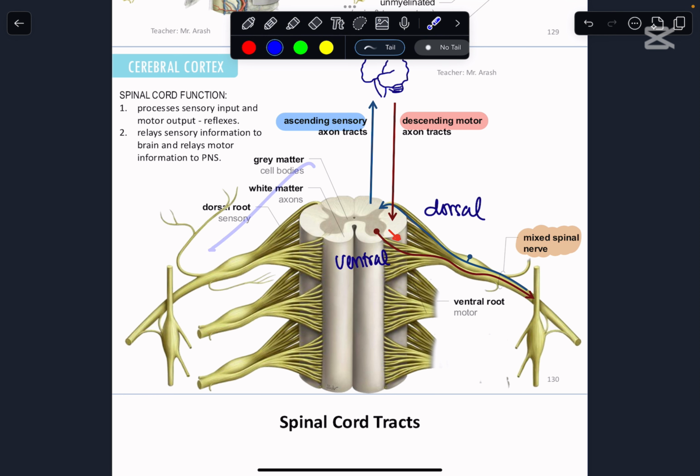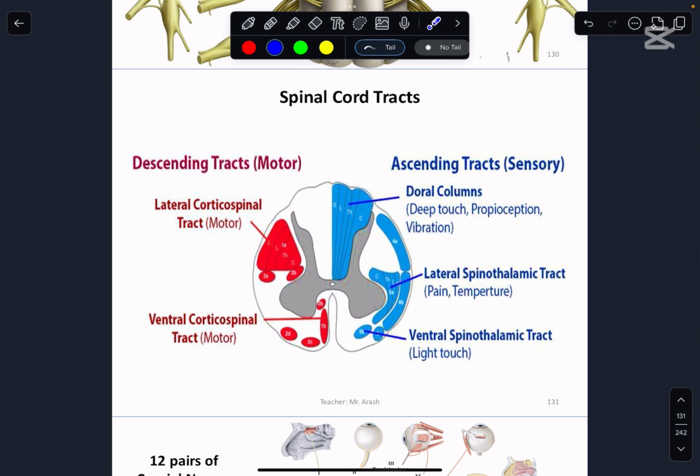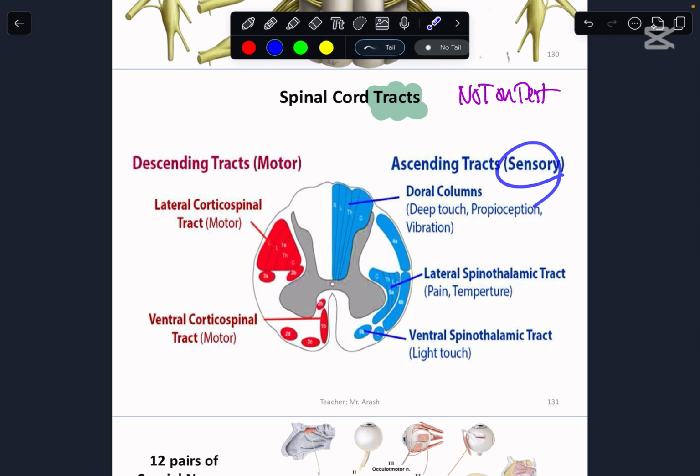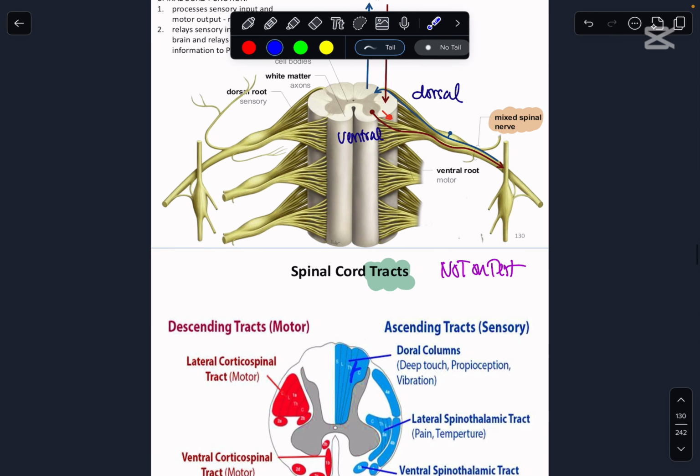On this side, they're showing you the gray matter, white matter, which we already talked about. This is not going to be on the test. It's a slide that basically shows you spinal cord tracts. Okay, so just for information. The blue here, guys, is all stuff that is sensory. So everything in blue is sensory. These tracts, by the way, we're talking about the ascending tracts.